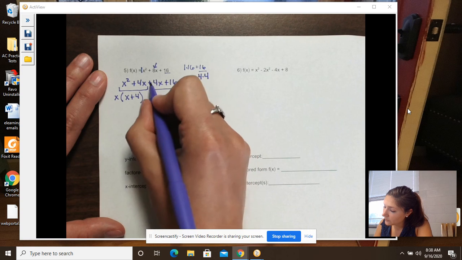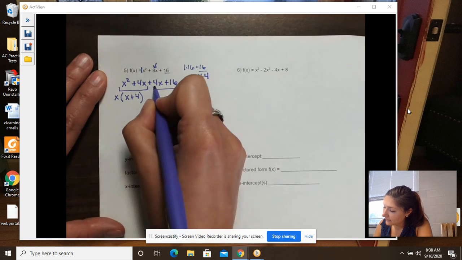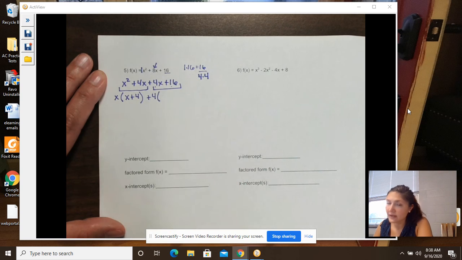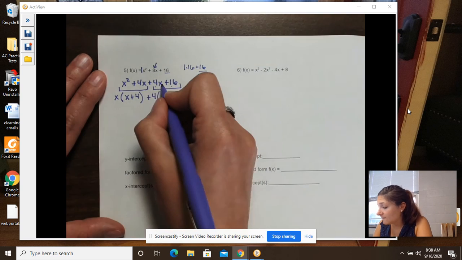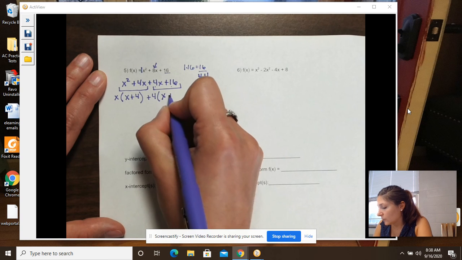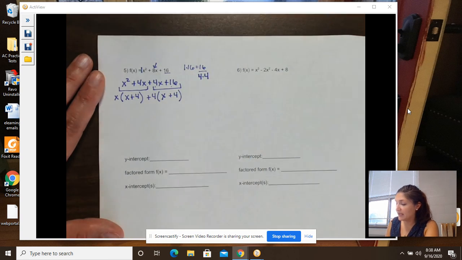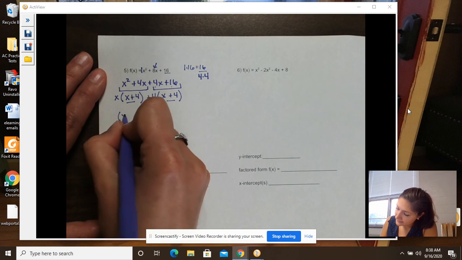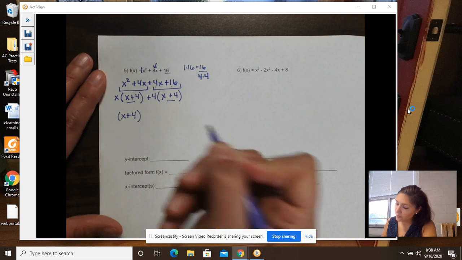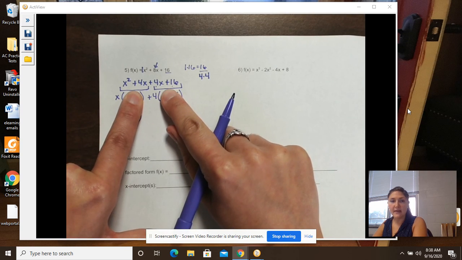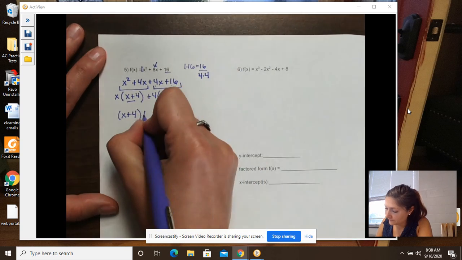And then for my second group, 4x plus 16. 4 and 16 are both divisible by 4, so I'm going to factor out a positive 4. 4x divided by 4 would give me x. 16 divided by 4 would give me 4. Again, I want my stuff in parentheses to be the same. Since it is, I know I've done my work correctly. So I'm going to factor that out. And then left over, I would have x plus 4.